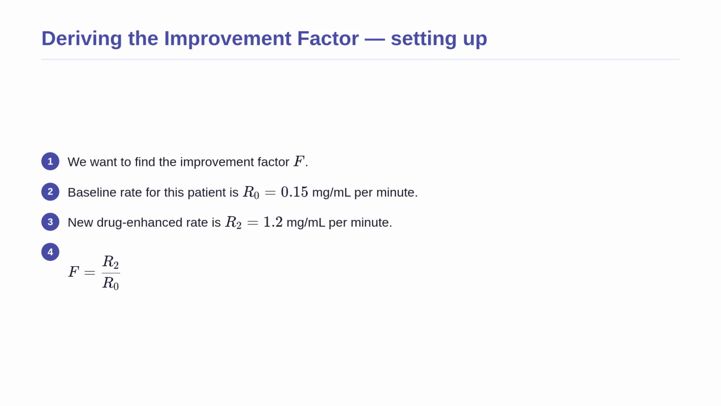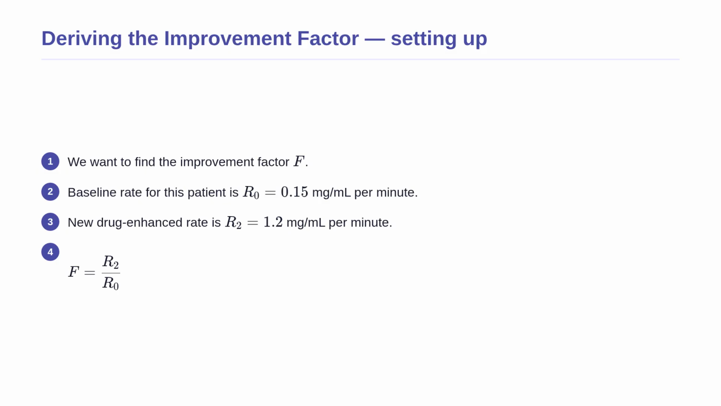Now that we have calculated the new drug-enhanced rate, we need to rigorously quantify exactly how much the medication helped. We do this by deriving the improvement factor, which we will call F. The problem states that the normal baseline rate for this specific patient would have been 0.15 milligrams per milliliter per minute. Our new calculated rate is 1.2.